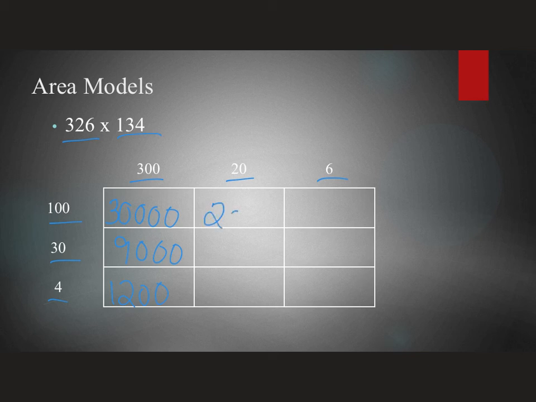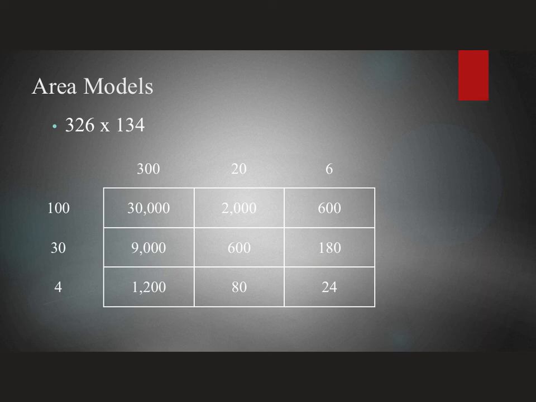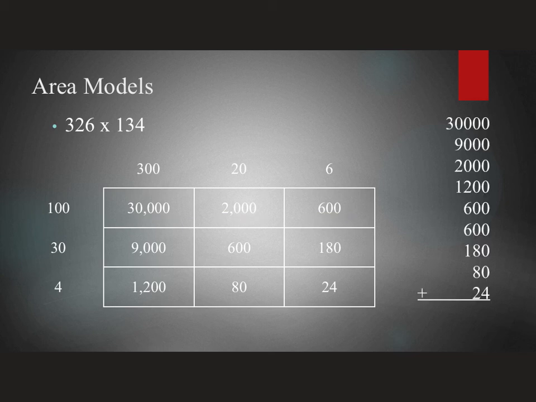So this is 20 times 100, which is 2,000, 20 times 30, which is 600, 4 times 20, which is 80, 6 times 100, which is 600, 6 times 30, which is 180, and 6 times 4, which is 24. So we take all those, and then we just are going to add all of these together. So here you see all the numbers. I've got 30,000, 9,000, 2,000, 1,200, 600, 600, 180, 80, and 24. And I'm just going to add them up.